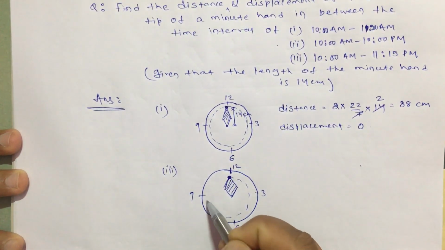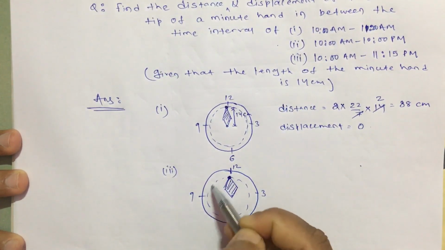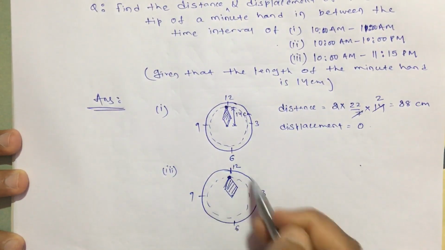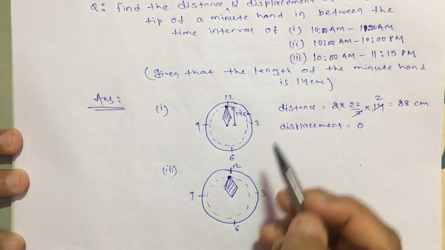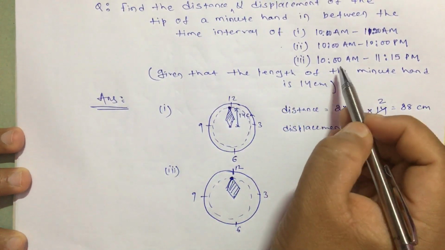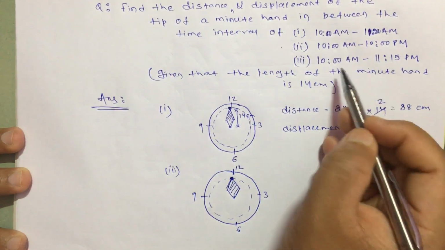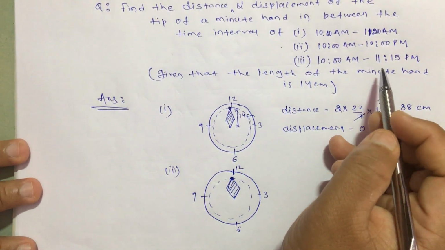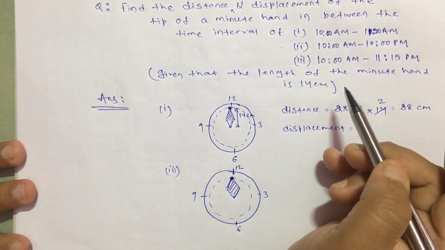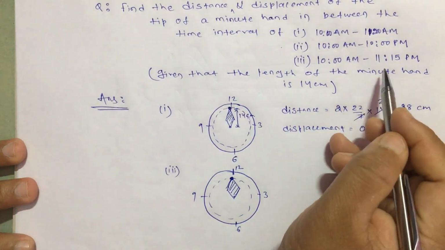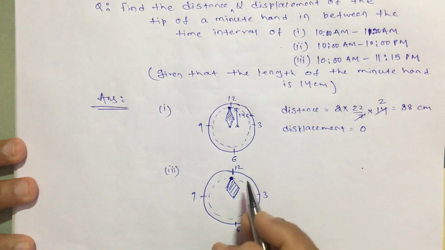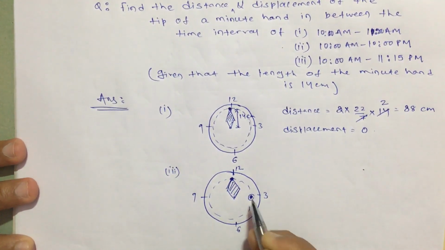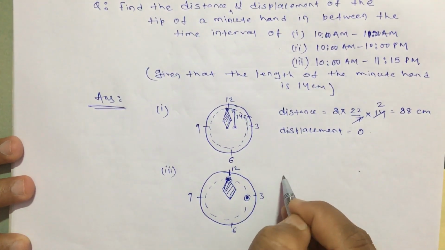10 am to 11 am, then 12, then 1 pm, 2 pm, 3 pm, 4 pm, 5 pm, 6 pm, like that it will move up to 11 pm. How many rounds has it completed? 10 am to 10 pm is 12 hours, so 12 rounds. Then at 11 pm one more round, so that will be 13 rounds and a quarter round, because at the final point, at 11:15, it will be here.